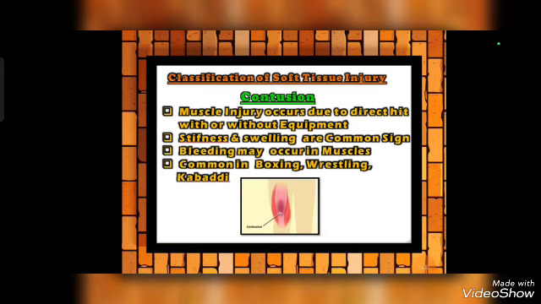First one is contusion. These injuries are caused by a direct hit with or without equipment. You can identify it through swelling and stiffness in the injured area. Sometimes you may have bleeding too. It is very common in the game of boxing, wrestling and kabaddi.